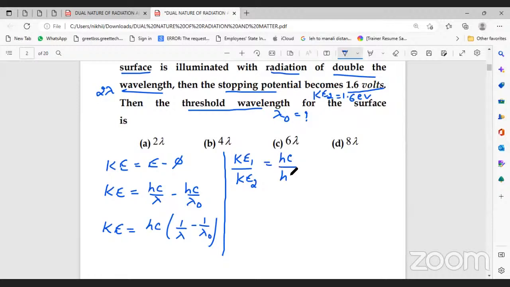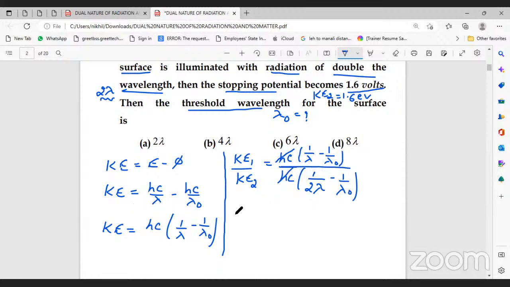hc by hc, 1 by lambda minus 1 by lambda naught. For the second case, the incident wavelength is not lambda, it is 2 lambda, because it is double the wavelength. So minus 1 by lambda naught. So you can cancel out hc and hc, right?